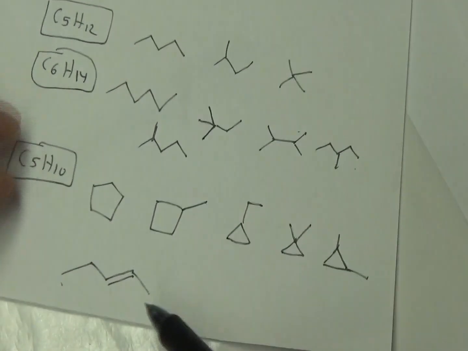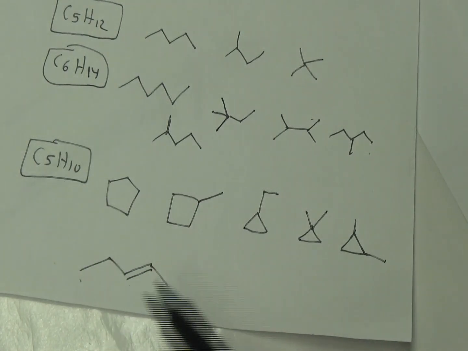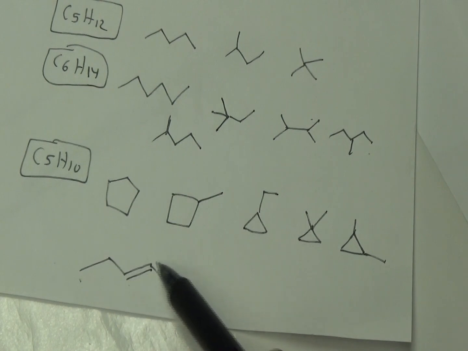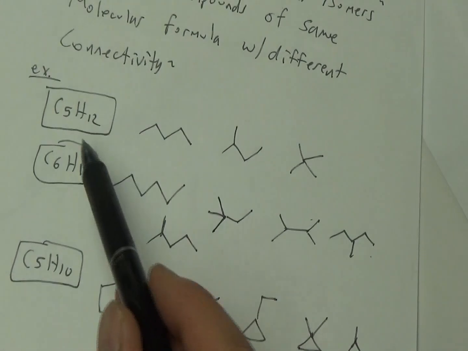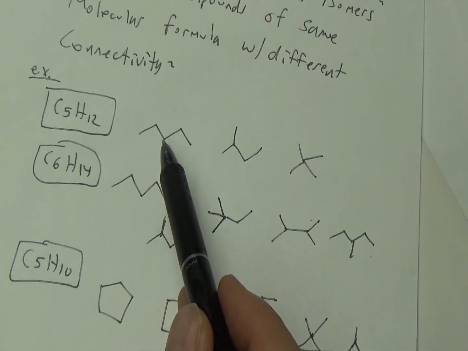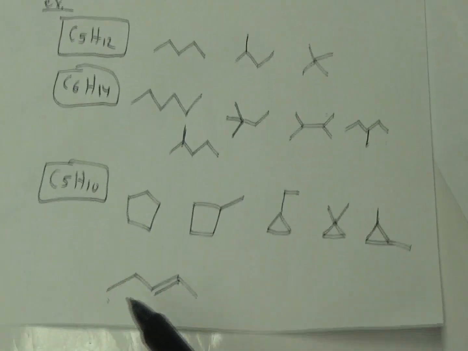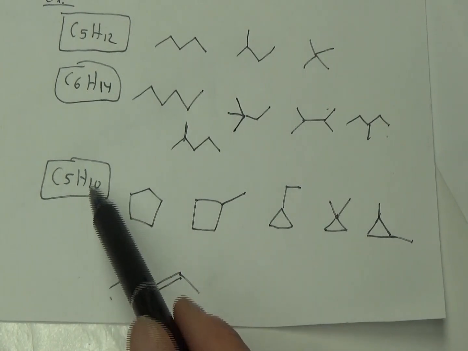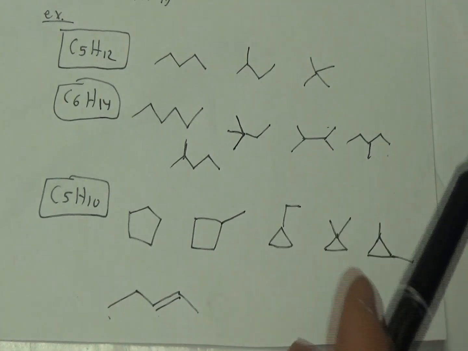If you add a double bond, you also get CxH2x. Let's count the hydrogens. It's 3, 4, 5, 6, 7, 8, 9, 10. You can see there's 10 right there, whereas if I do C5H12, that's 1, 2, 3, 4, 5, 6, 7, 8, 9, 10, 11, 12. That's how we get that. So that's another way to account for a reduced number of hydrogens between these top ones and the bottom one.